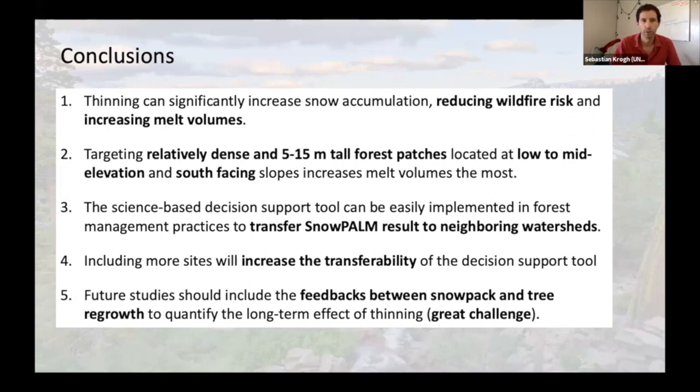We're going to try to include more sites, which is also going to increase the transferability of this decision support tool to other regions. And also just point out that future studies should try to include feedback between the snowpack and tree regrowth to quantify the long-term effect of thinning, which was not included in this current configuration.